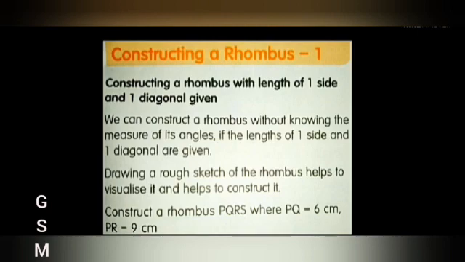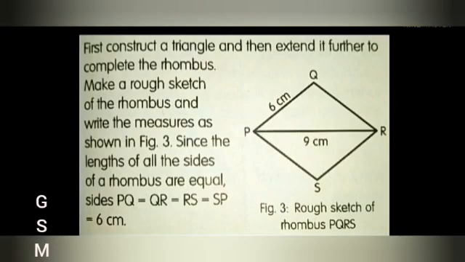Construct a rhombus PQRS, where PQ = 6 cm and PR = 9 cm. First, construct a triangle and then extend it further to complete the rhombus. Make a rough sketch of the rhombus and write the measures as shown in the figure. Since the lengths of all the sides of a rhombus are equal, sides PQ = QR = RS = SP = 6 cm.